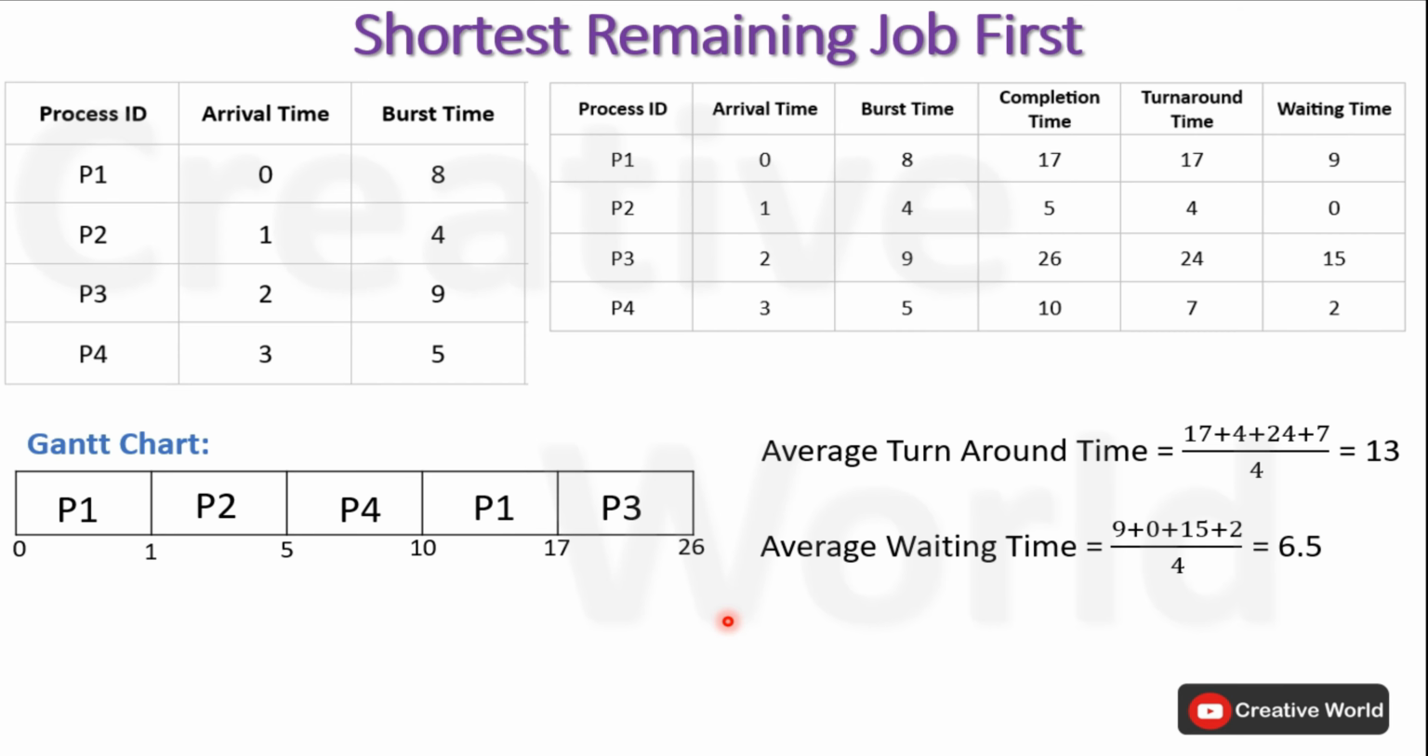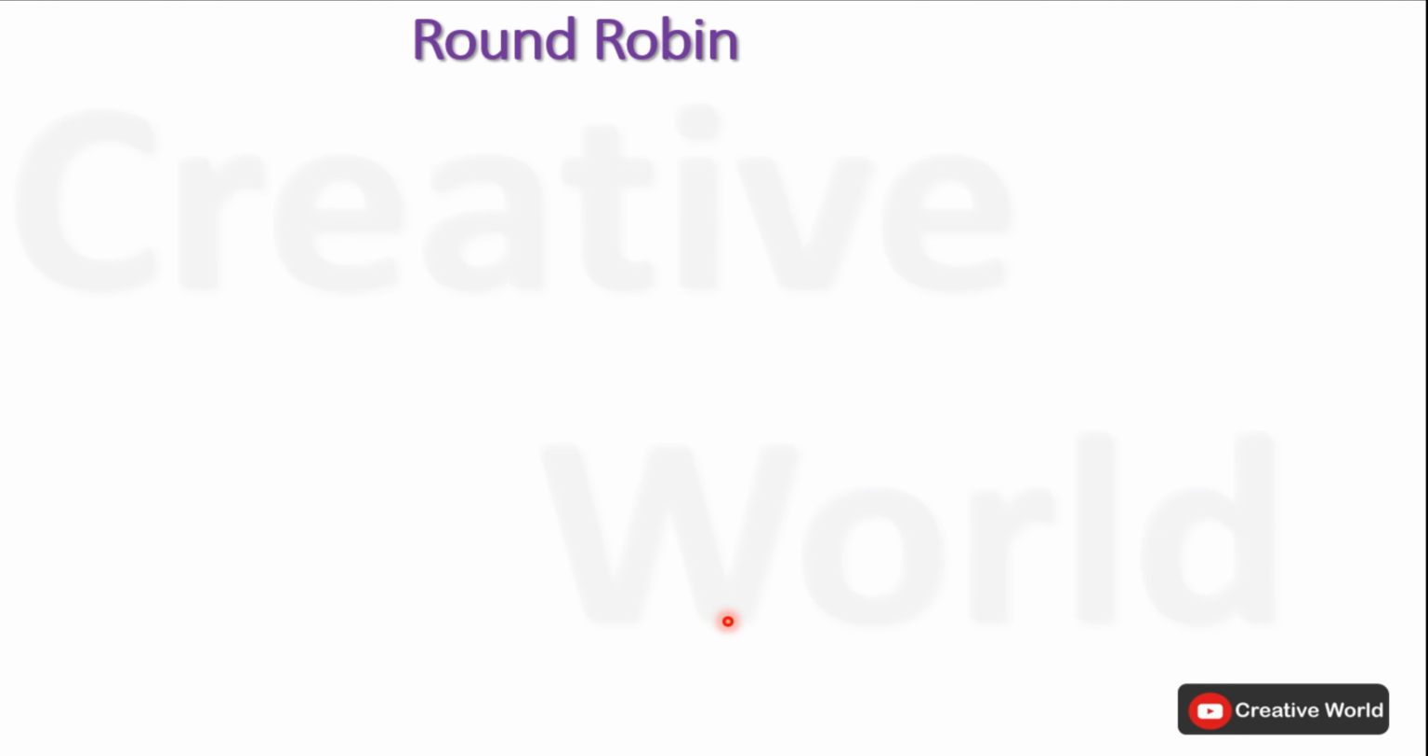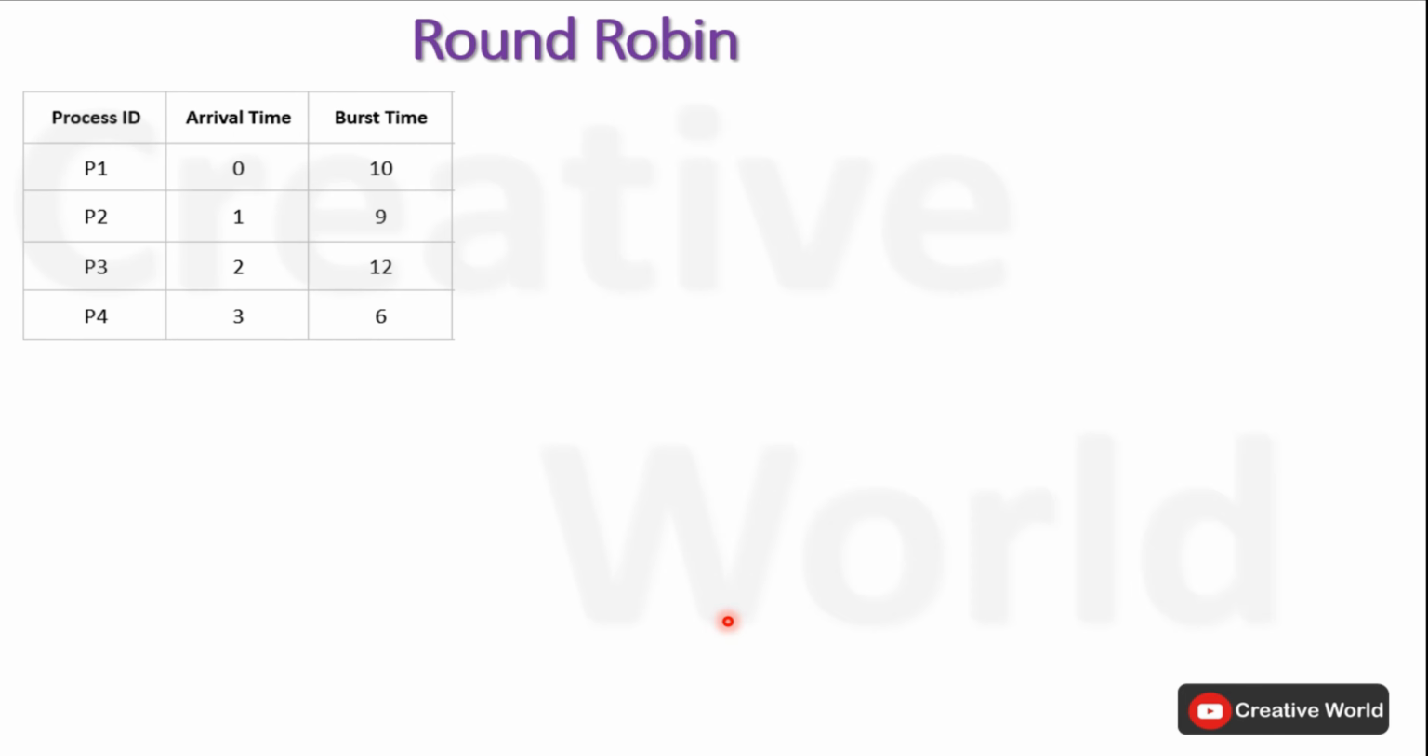Now we will move towards the last algorithm, that is the round robin algorithm. And again, this is a preemptive type of algorithm. It means there will be transitions between processes. So we will learn about this algorithm with an example. Here is the example. There are 4 processes that are arriving at times 0, 1, 2 and 3 with their burst times 10, 9, 12 and 6. And we have to implement the round robin algorithm on this example.